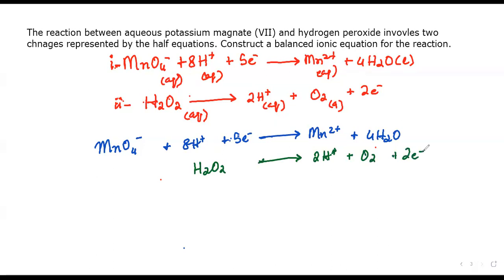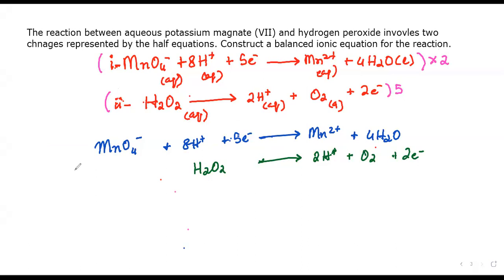Now, I need to go ahead and balance it out. To balance it out, what do I have to do? My problem is the same. The number of electrons are 5 and 2. So to balance it out, I can take the top equation and multiply it by 2, and I can take the lower equation and multiply it by 5. Problem solved, the number of electrons are going to be balanced.